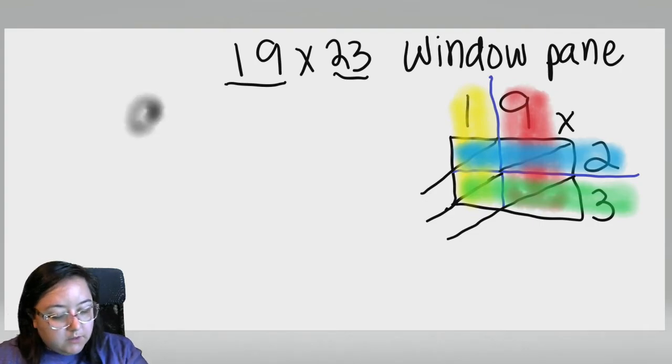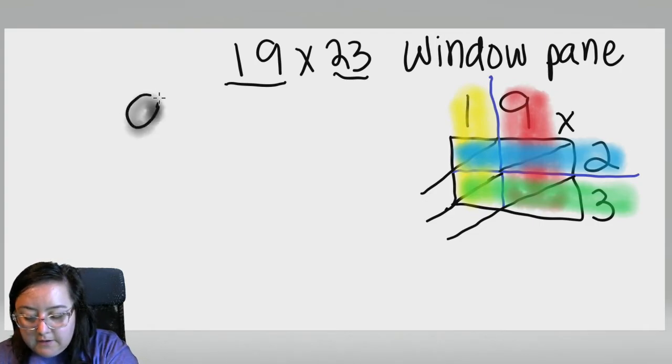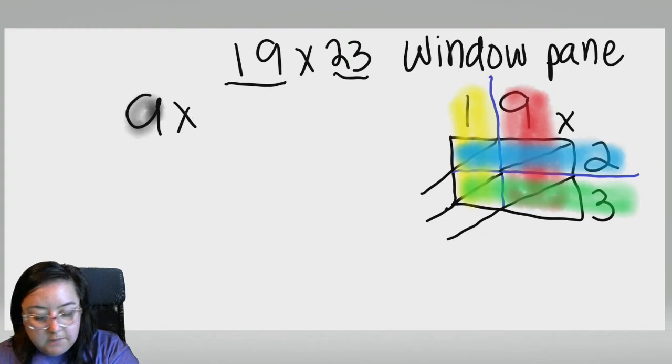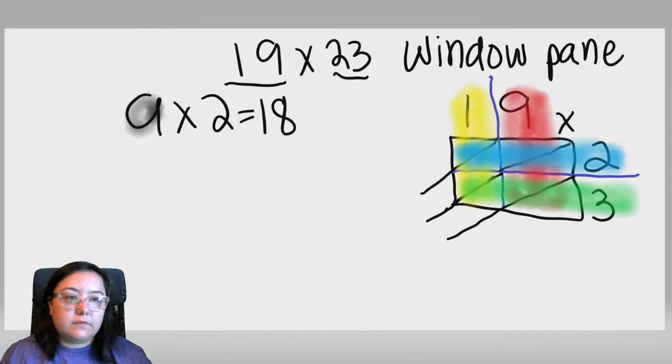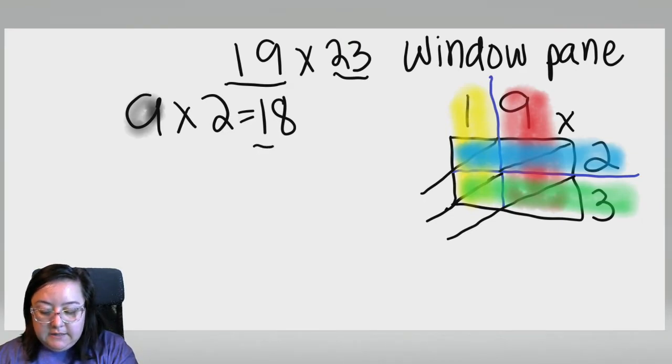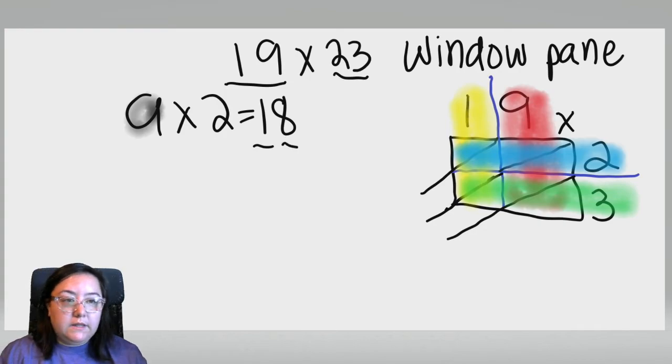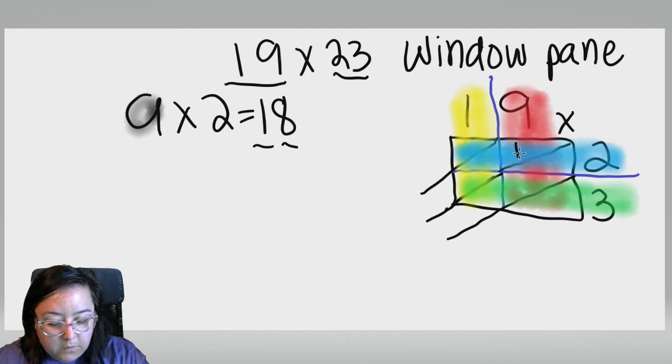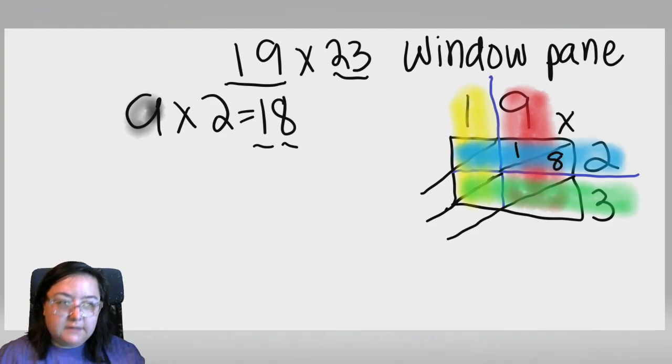Oh, sorry. I need to switch back to my marker. 9 times 2, which is 18. Now the number 18 has a digit in the tens place and a digit in the ones place. So 18, 1, 8. Okay?